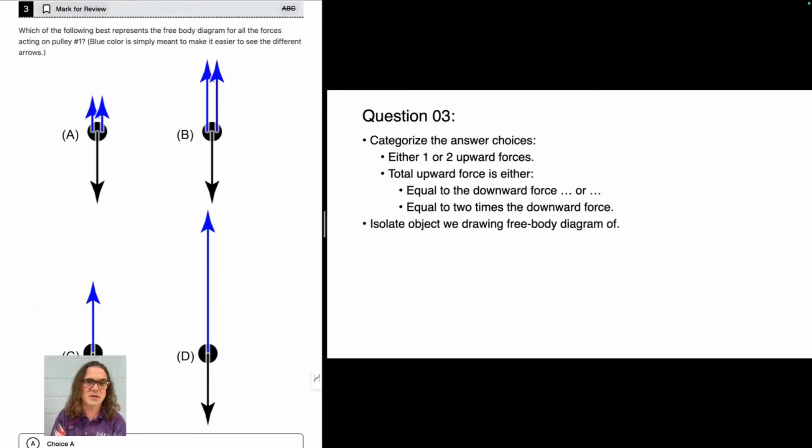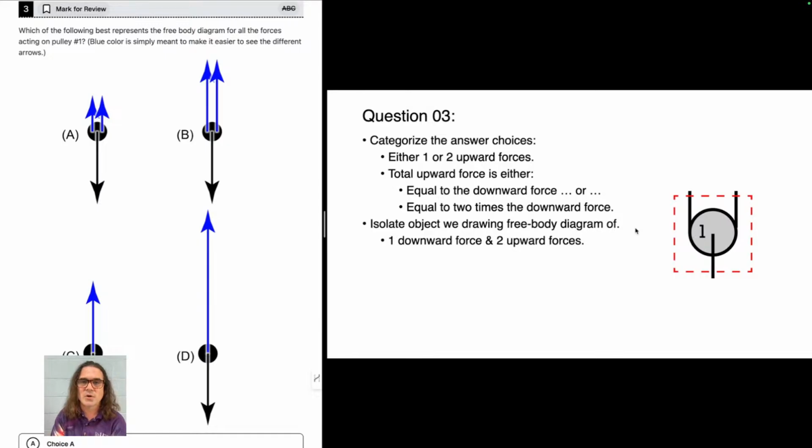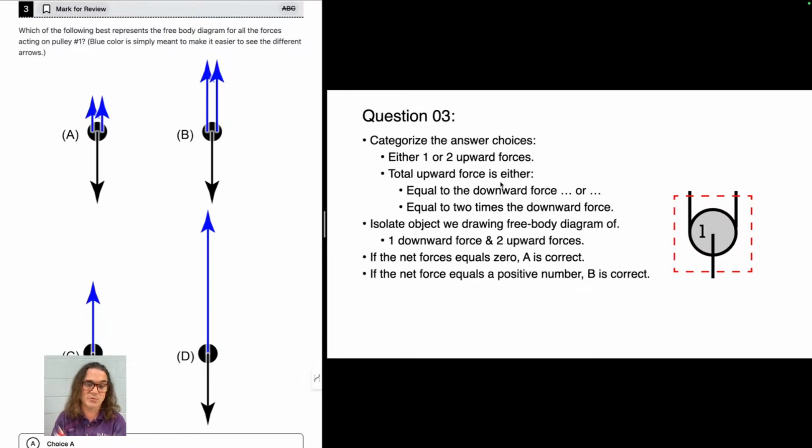So when we isolate the object, just that pulley, there is one downward force and there are two upward forces because there are 3 of these strings. So there's one down here and 2 up. So the correct answer is either A or B. And if the net force equals 0, A is correct. And if the net force equals a positive number, B is correct. So is the net force 0 or positive?